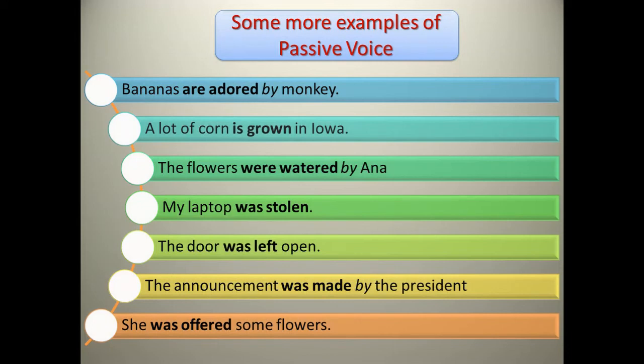Some examples. Okay, bananas are adored by monkeys. A lot of corn is grown in Iowa. The flowers are watered by Anna. My laptop was stolen. The door was left open. The announcement was made by the president, and she was offered some flowers. As you can see here, in some sentences we don't have the agent, and in some sentences we have the agent.